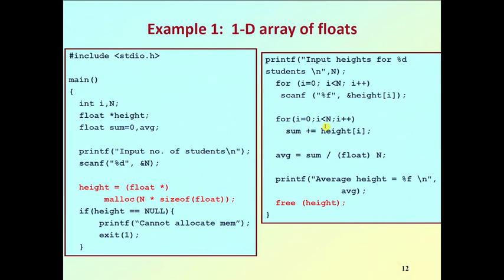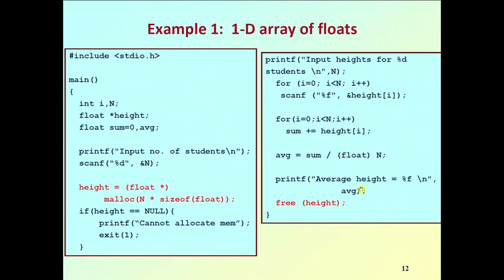Then we compute the average, because I have to compute the average height. Now we know the total of the heights and the total number of students. So, avg is sum divided by float n. Why is it float n? Because sum is float, and n is declared as an integer, so we are giving this float n.